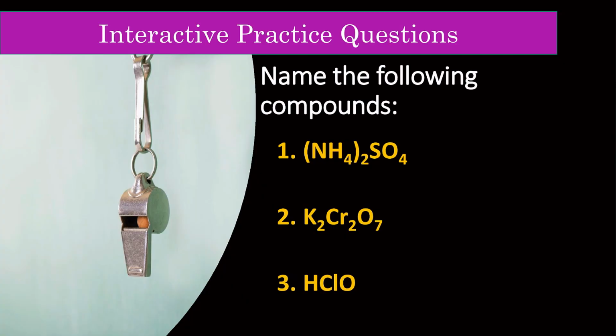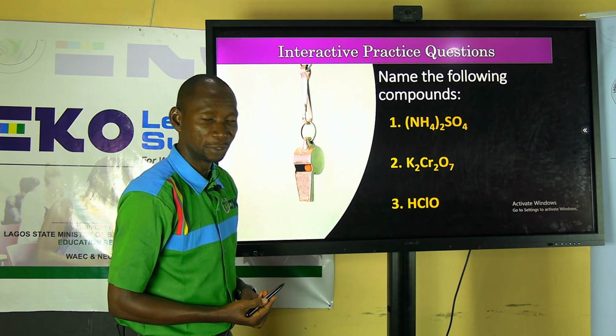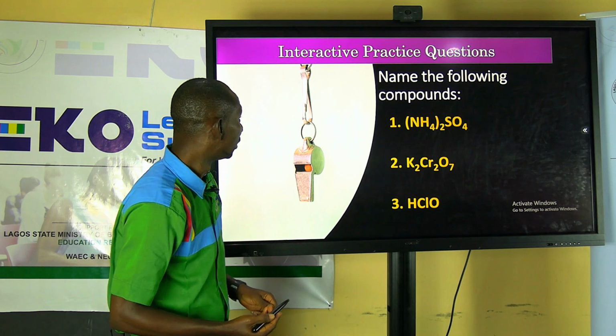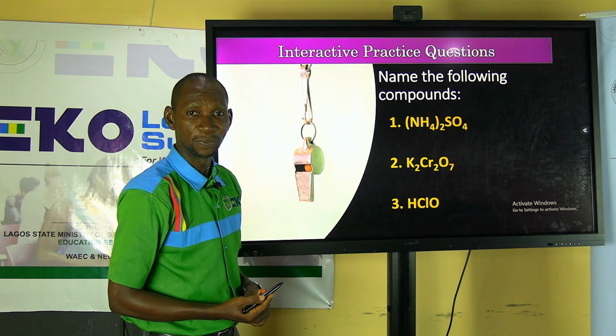Now, let's practice with this. I hope you have documented those rules in your notes. So let's apply. Name the following compounds. And the first one there is NH4 in bracket of 2, SO4.